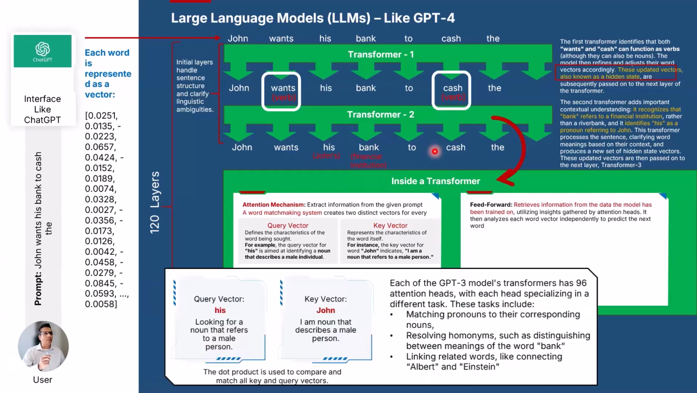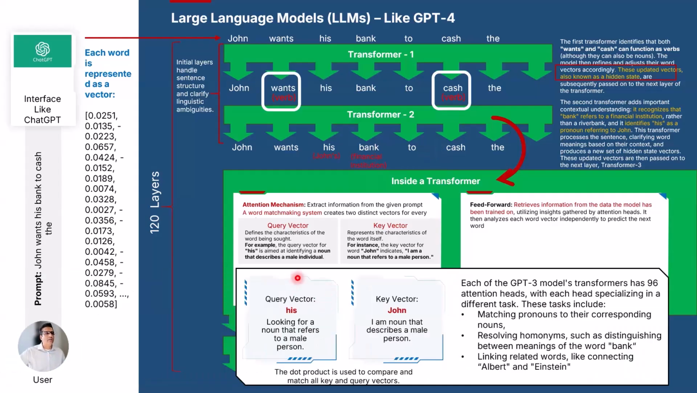The query vector defines the characteristics of the word that it is looking for. So in this case, if you look at the query vector of his, the query vector of his is announcing that, hey, I am looking for a word that describes a male person. That's what I'm looking for. And then the key vector for the word John is announcing that, hey, my characteristic, I'm a male person.